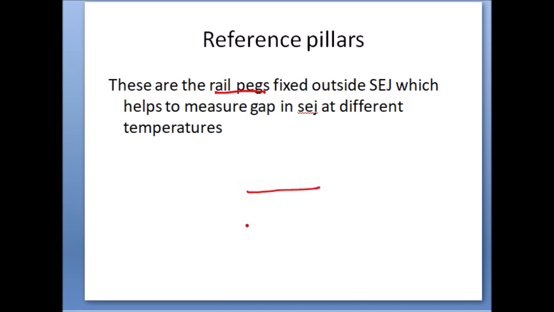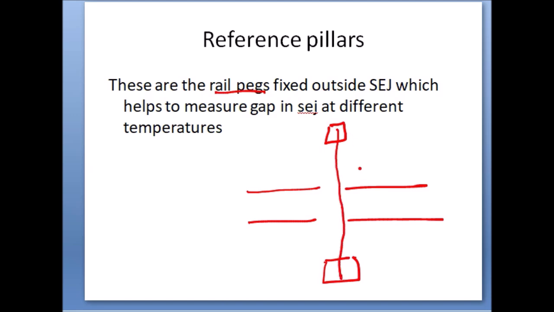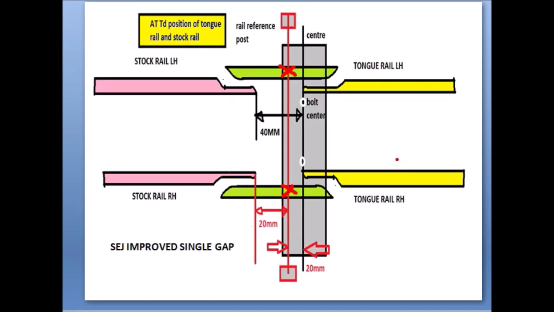Let us say this is your SEJ and this is the gap in the SEJ. Now you fix some rail pegs, one on the LS side and one on the RS side, and mark a reference line like this. With respect to this reference line, you will measure the position of the tongue rail. This is called the reference pillar. Now you can come to this picture. So this is our reference pillar, and this is the reference mark.